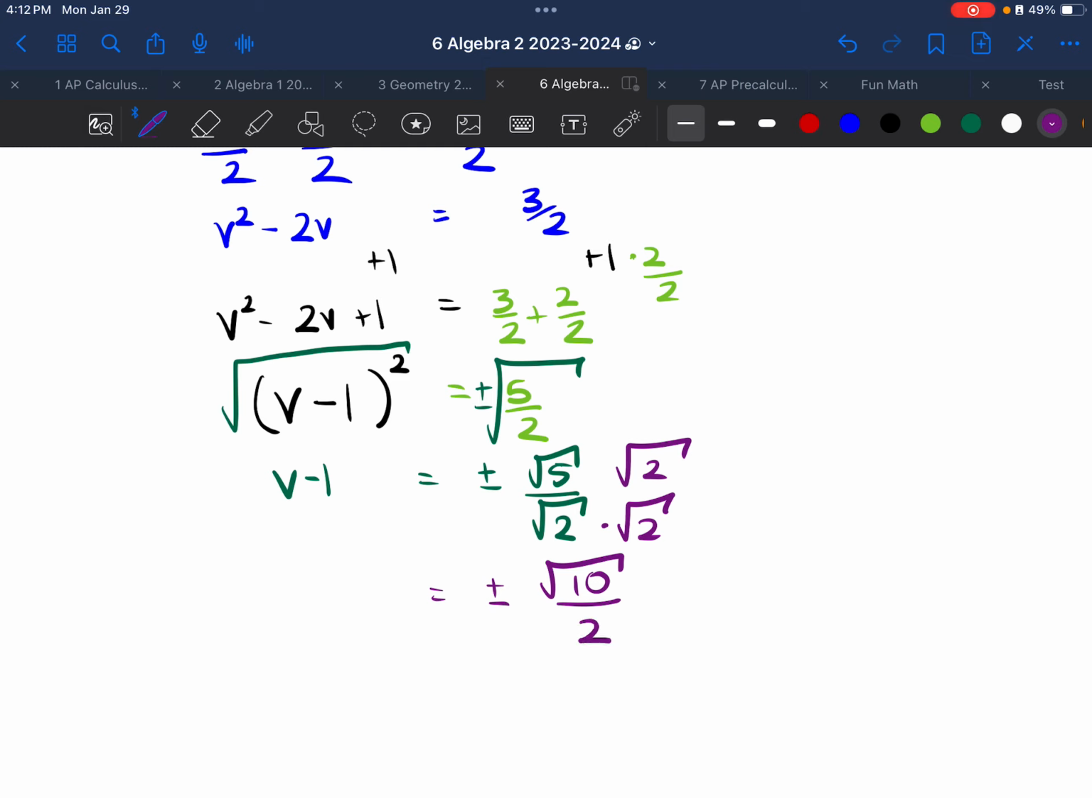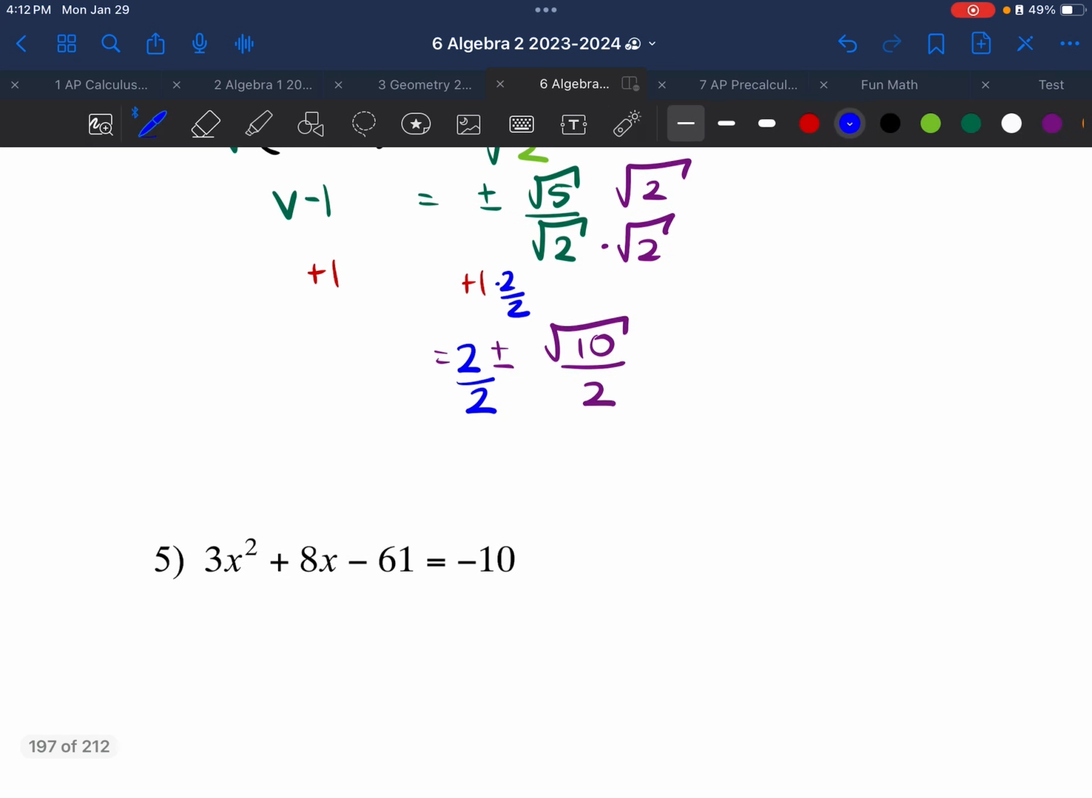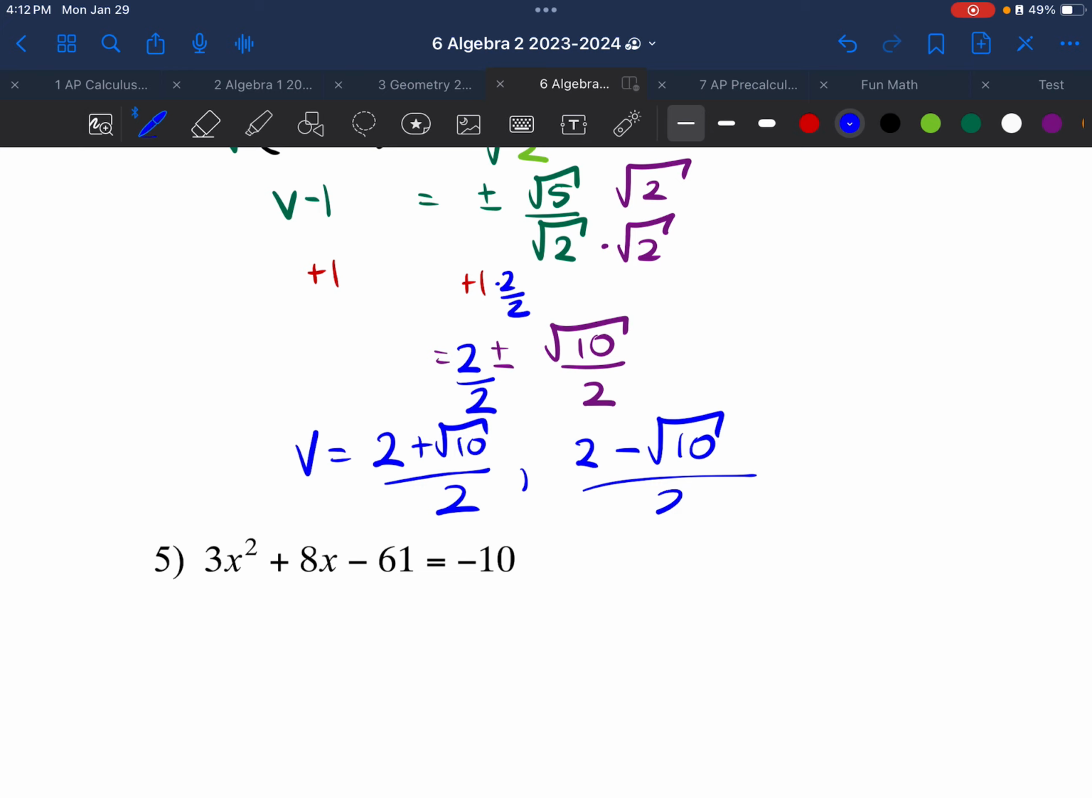And finally, we are going to get rid of this minus 1 by adding 1 on both sides. So let me move all this stuff down a little bit. If I add 1 to both sides, I know that I'm going to have like denominators here and here, so I'm going to preemptively multiply this one by 2 over 2. So I'm really having 2 over 2, and a positive 2 over 2, might I add, with this side. So my final answer here is going to be v is equal to 2 plus root 10 all over 2 and 2 minus root 10 all over 2.